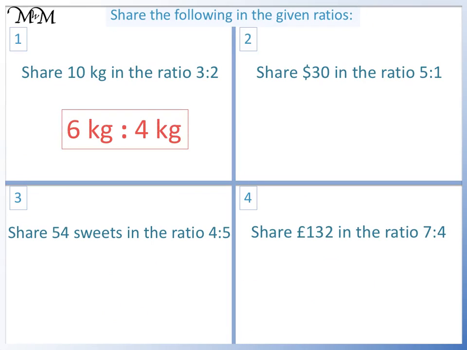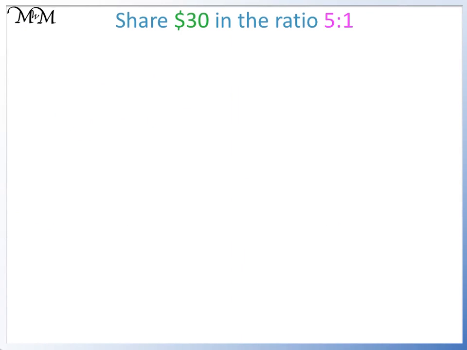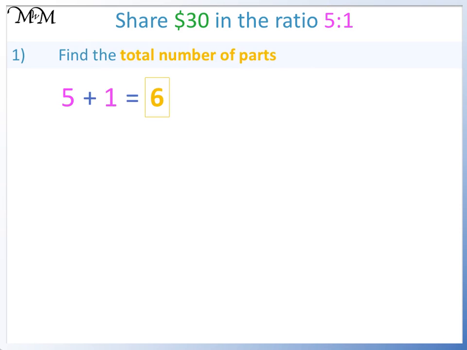Question 2. Share $30 in the ratio 5 to 1. Step 1. Find the total number of parts. 5 plus 1 equals 6, so 6 parts in total.